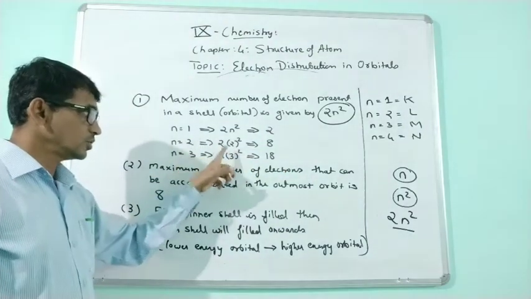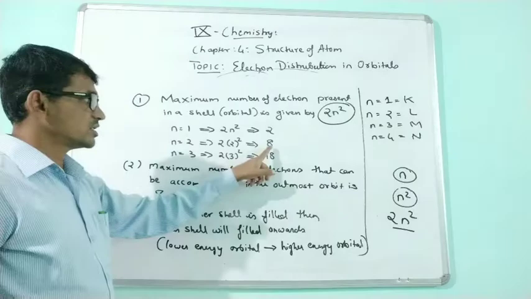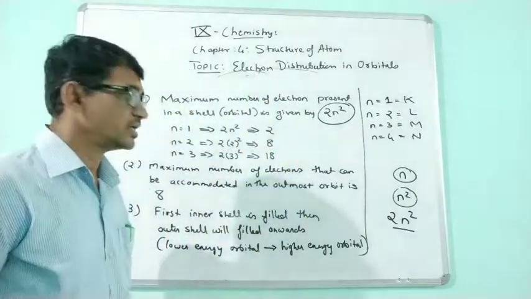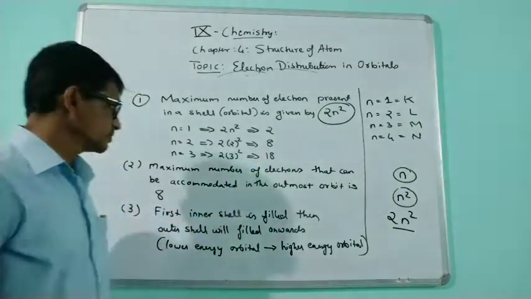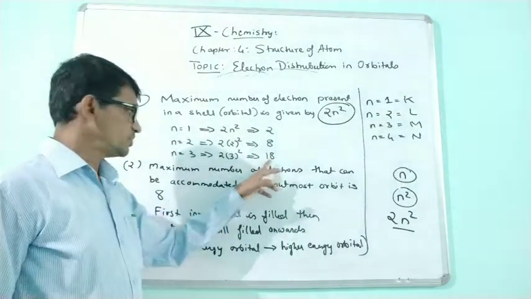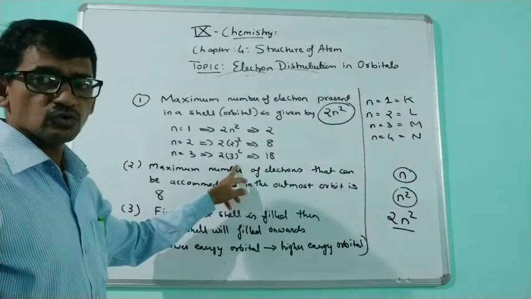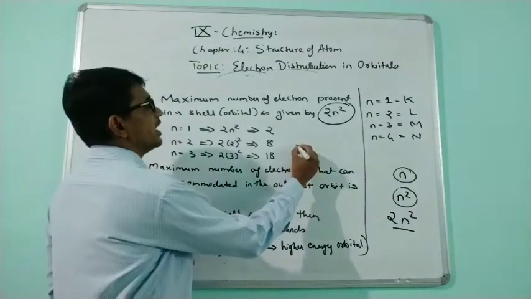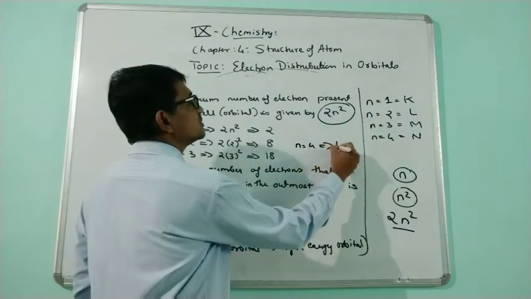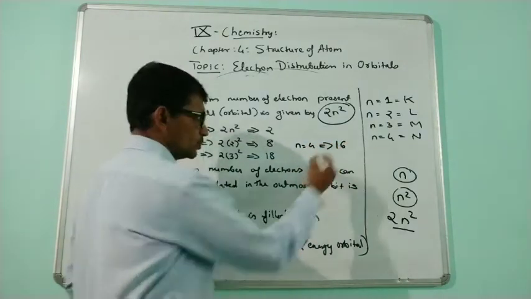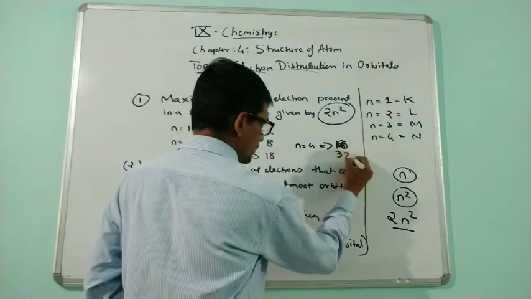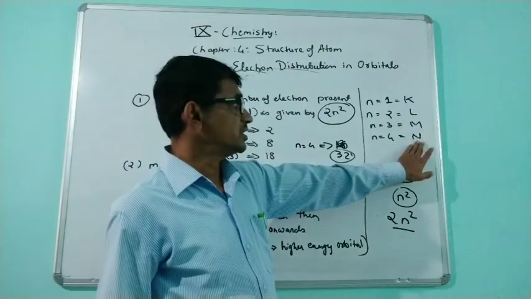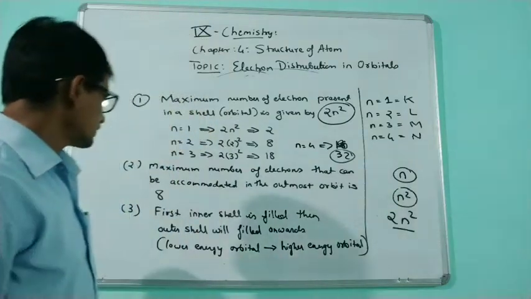Similarly, n is equal to 2, if you put the value, then the answer is 8. So in the second circle, the maximum electrons filled is 8. In the third circle, 18 electrons are filled. If n is 4, 4 square means 16, 16 times 2 is 32. So 32 electrons can be filled in the fourth orbit, that is n.